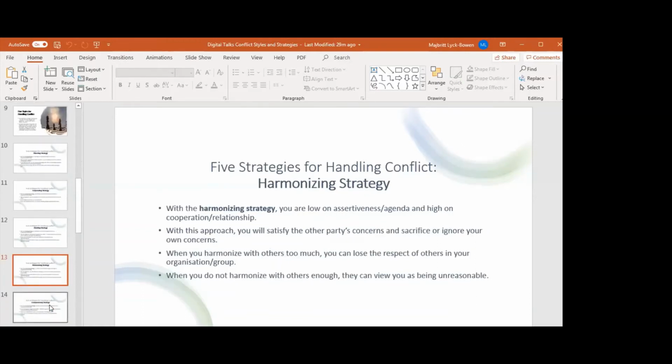Okay, we also have the harmonizing strategy, and in some ways the outcomes of that can be quite similar to the avoiding one. But the harmonizing strategy really is where you are low on assertiveness, but you are high on cooperation and relationship. So with this approach, you are trying to satisfy other people's concerns, and you're sacrificing or ignoring your own concerns.